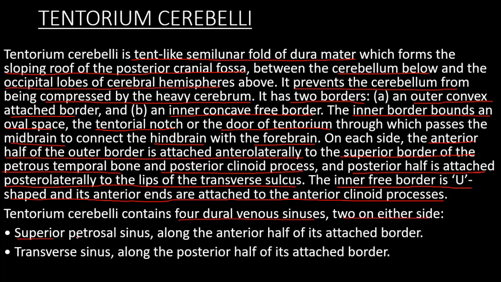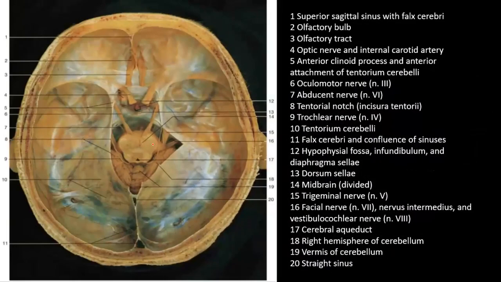That is the superior petrosal sinus along the anterior half of its attached border. It is attached along the superior border of the petrous temporal bone. That is where the superior petrosal sinus will be found. And also the transverse sinus along the posterior half of its attached border. Okay. And here we are.